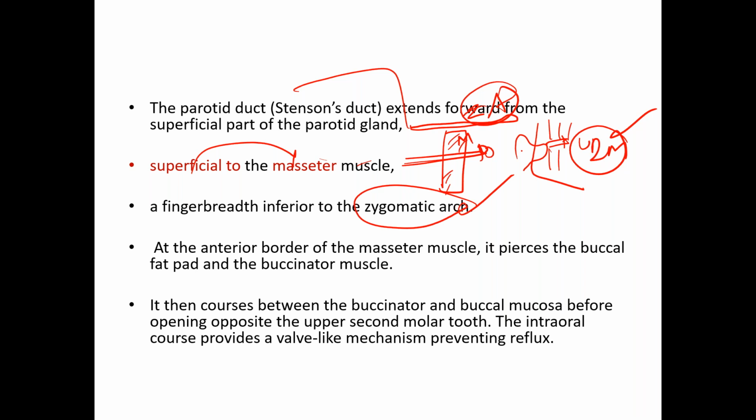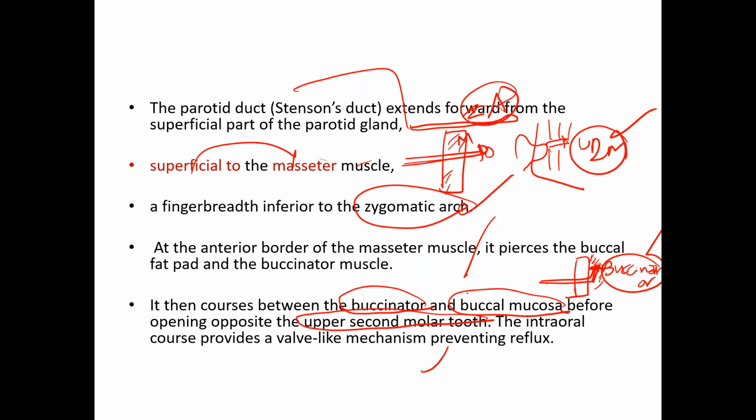At the anterior border of the masseter muscle, the parotid duct pierces the buccal pad of fat and the buccinator muscle. So this is the masseter muscle, it goes here and then pierces the buccinator, which lies below that. It pierces the buccinator in front of the masseter. It courses between the buccinator and buccal mucosa before opening opposite the upper second molar.